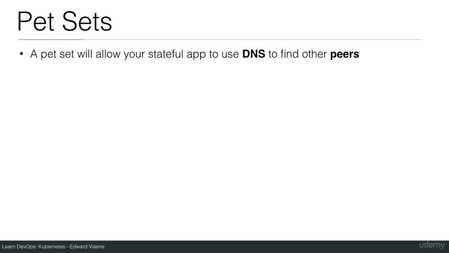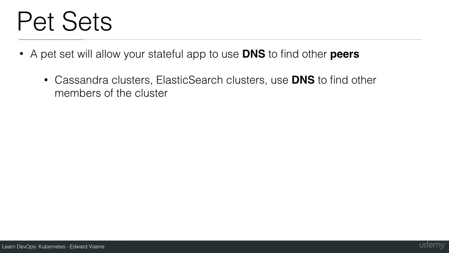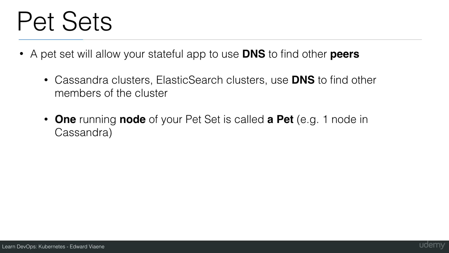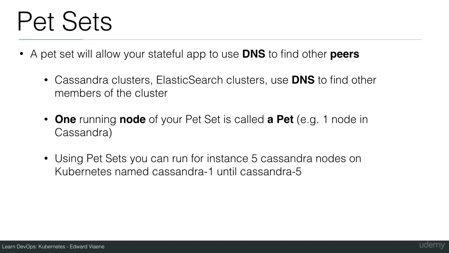So what does it mean? A pet set will allow your stateful app to use DNS to find other peers. For instance, this can be useful for Cassandra clusters, Elasticsearch clusters, that use DNS to find other members in the cluster. One running node of your pet set is called a pet, which is one node in a Cassandra cluster. Using pet sets, you can run, for instance, 5 Cassandra nodes on Kubernetes named Cassandra 0 until Cassandra 5. And those can then discover each other, because those are peers, based on this static hostname in the pod.